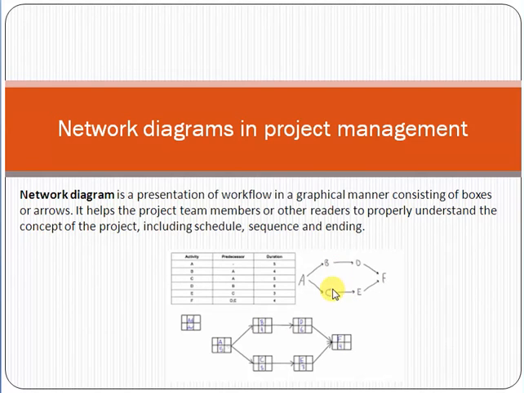So B and C are in parallel, and D and E are also parallel. Both B and C are not dependent on each other. Similarly, D and E are also not dependent on each other. The parallel activities concept is like that, friend: activities which are independent and not dependent on each other. For example, software designing and software development are two activities which can be done in parallel because they are not directly dependent on each other. Okay, this is an example of parallel activities.